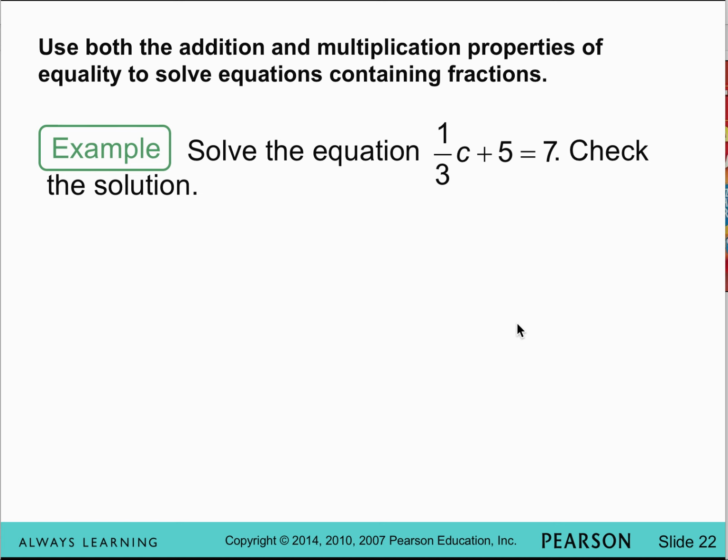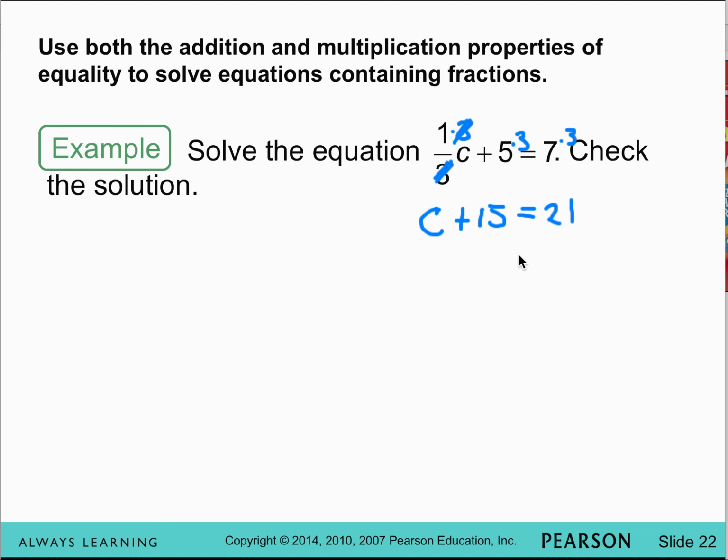Okay, first step is get rid of fractions by multiplying by the least common denominator. I only have one denominator, so that means 3. Multiply every term. Remember, terms are separated by plus and minus signs. So this time, I actually have 3 things to multiply by that 3. Now right here, a 3 in the numerator and a 3 in the denominator will divide out and just leave 1 times c, or c. 5 times 3 is 15, and 7 times 3 is 21.